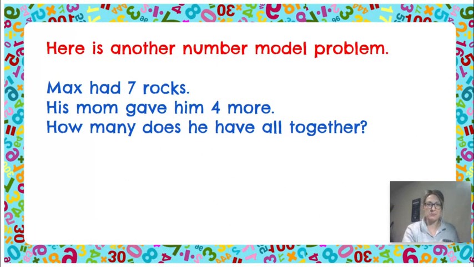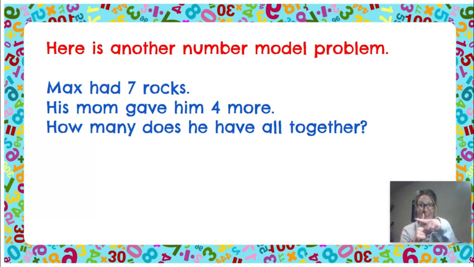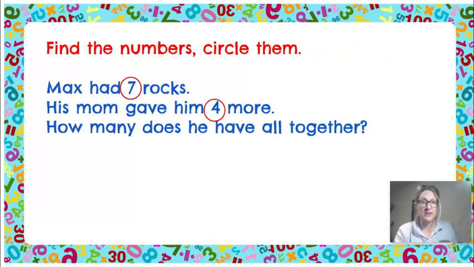Here's another number model, a story problem. Max had 7 rocks. His mom gave him 4 more. There's your clue. More. We're going to add. How many does he have all together? Okay, so now this story is different because think about what's happening in the story. He had 7. He got 4 more. So is our number getting bigger? Is it getting more rocks or less rocks? He's getting more.